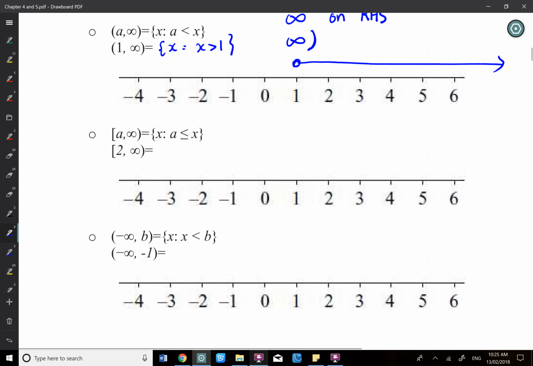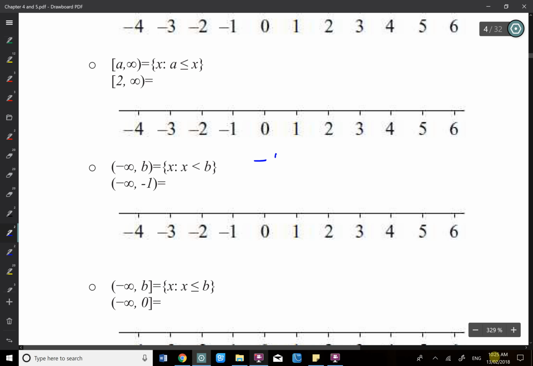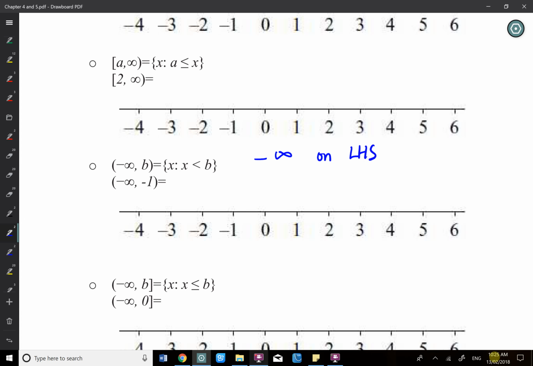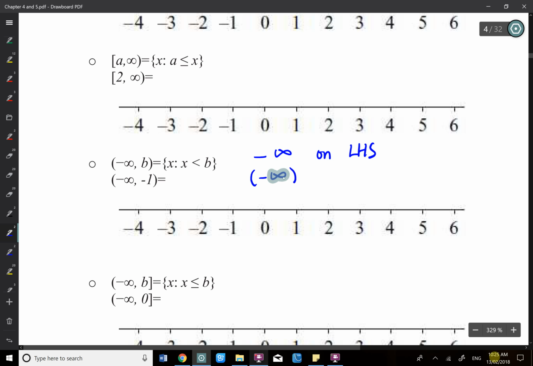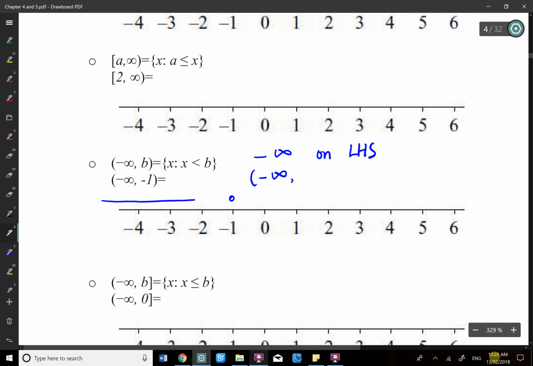And if you jump to the next one, there's a negative sign in front of the infinity. That's called negative infinity. That must be on the left hand side. It can't be on the right hand side. And it also needs to be bound with a round bracket. I don't care what's on the right hand side; it can be any number and bound with any bracket. But it must be a round bracket next to the negative infinity. So it's -1 to the left, so x less than -1.